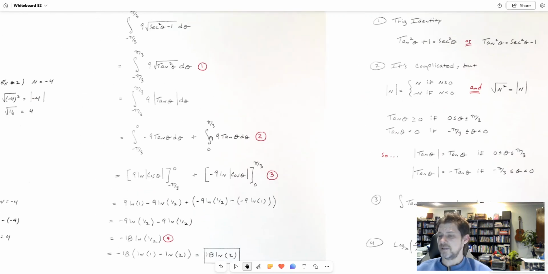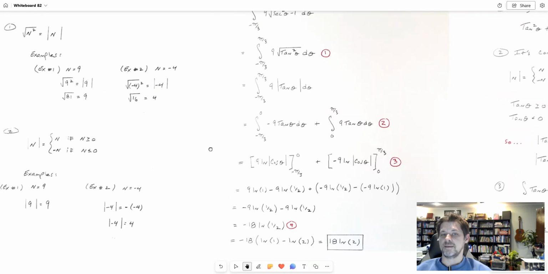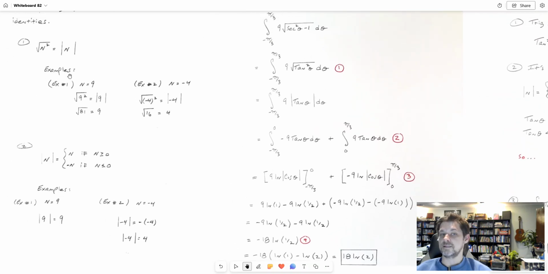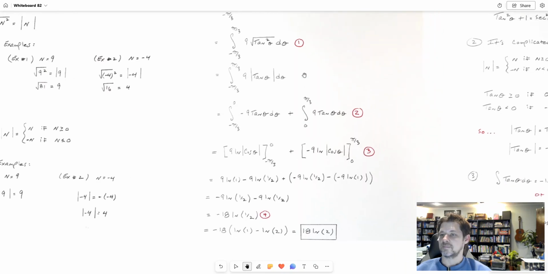There's a fair amount going on, but I think if you start off by understanding at least what we can do with the square root of a square and the absolute value, break it down in this context, that's a lot of it. It's not everything, but it's a lot of it.